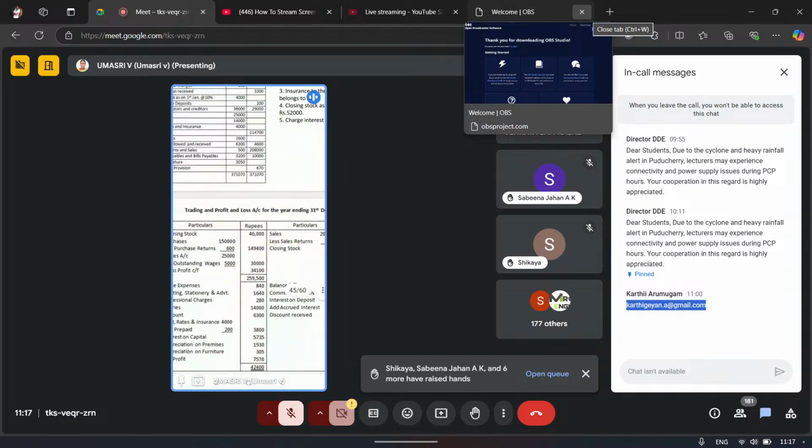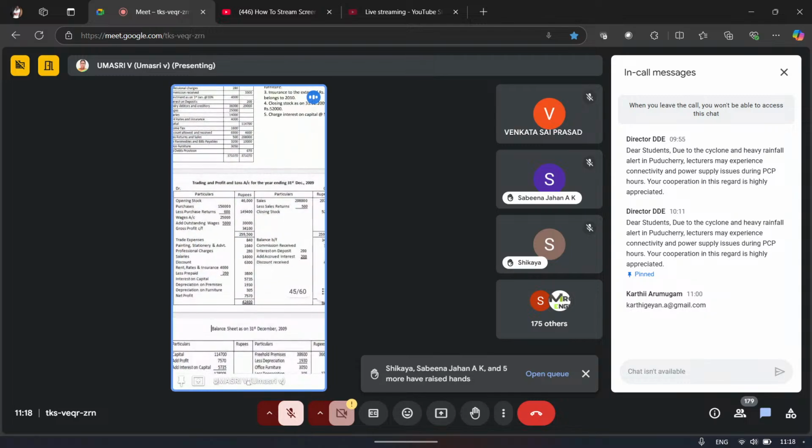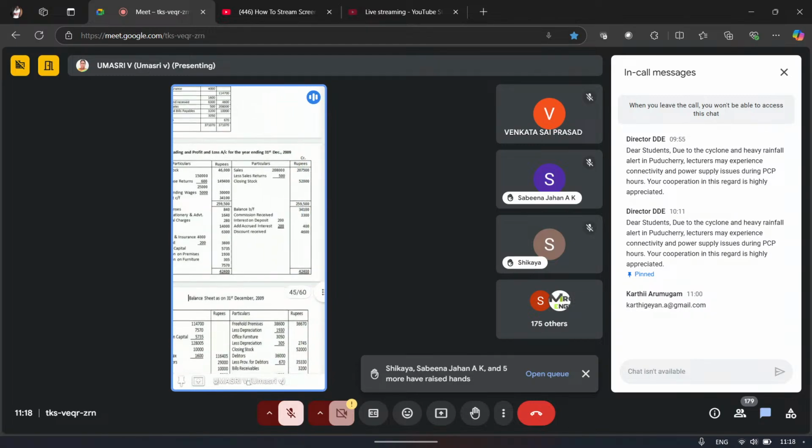So add it, that is treated as an income, right? So interest on deposit 200 plus accrued interest 200, so totally 400. Then discount received also you have to write. Now you have to close this ledger account, the profit and loss account. Now you have to see what is the balance.